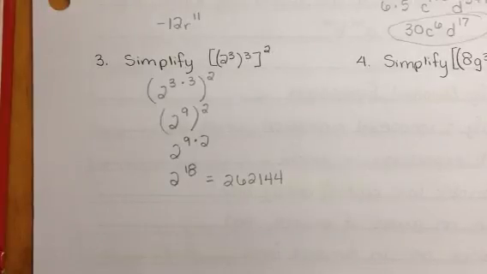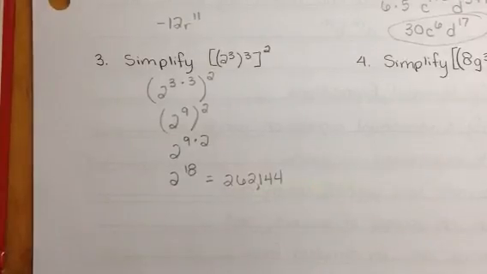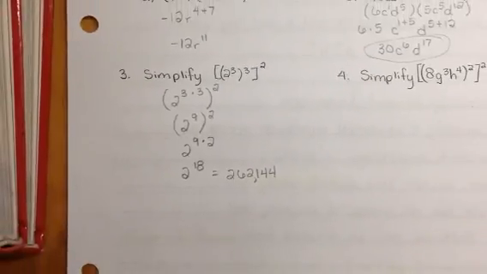Okay, so we get 2 to the 18th, which when I type it into a calculator comes out to this big long number, 262,144. We're going to move on to our last problem.